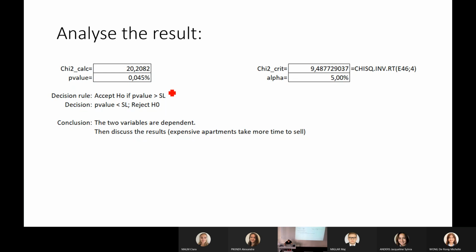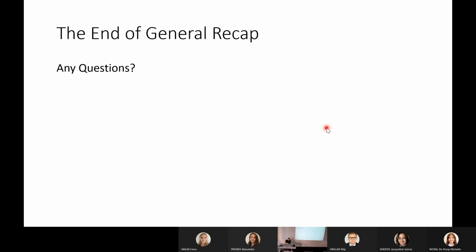And then we analyze the results. So in this case, our calc is higher than our crit, and our p-value is lower than alpha, right? So we accept H0 if the p-value is higher than the significance level. And in this case, we see that we accept H1, we reject H0, so the variables are dependent. Okay? And that also concludes our general recap of today.